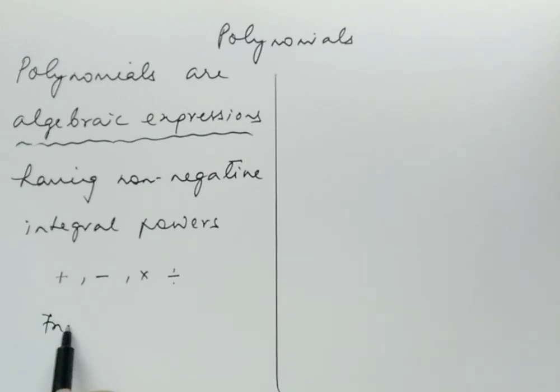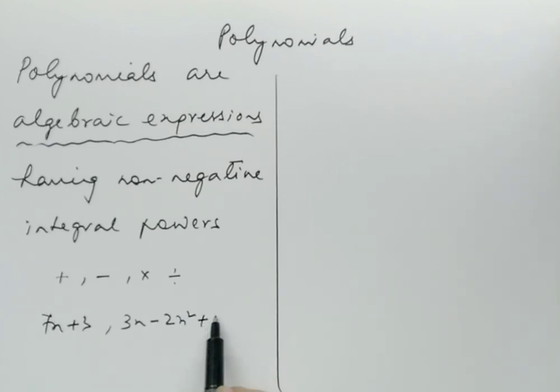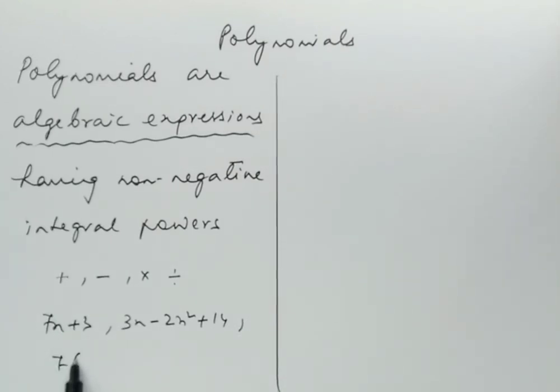Say we have 7x plus 3. This is an algebraic expression. Since we have a plus over here, this is the first term and this is the second term. It can be say 3x minus 2x square plus 14. A mixture of pluses and minuses, right? There can be multiplications also. Say 7x plus y square. Even this is an algebraic expression.